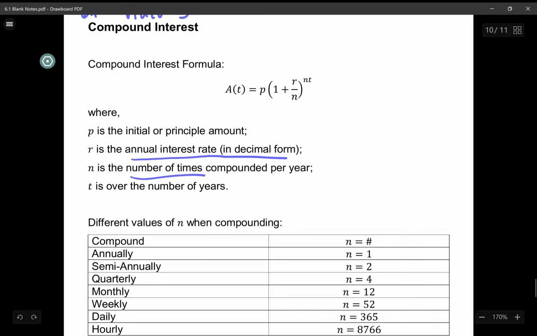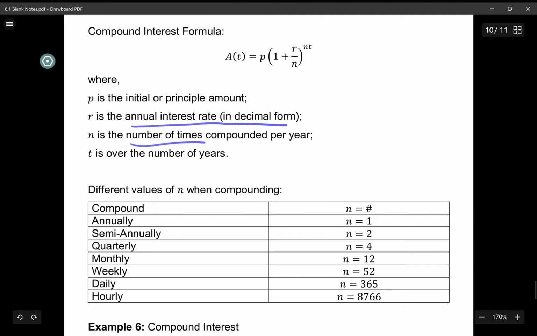So when they talk about the number n, the number of compoundings, if they're talking that it compounds annually, that means it compounds one time per year. If it compounds semi-annually, that means it's 2, quarterly is 4, monthly is 12, weekly 52, daily 365, and hourly 8760. I don't usually use hourly. Most of the ones are one of these guys, and you should know those numbers for those compoundings.